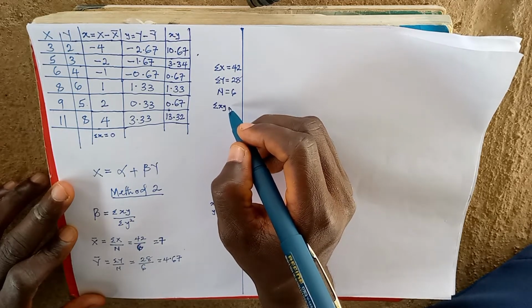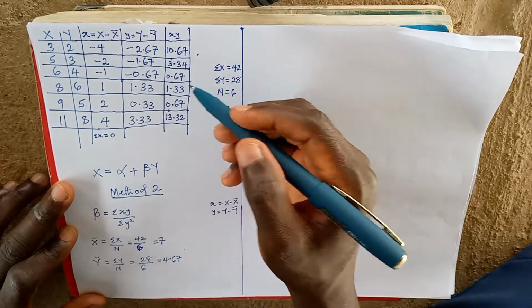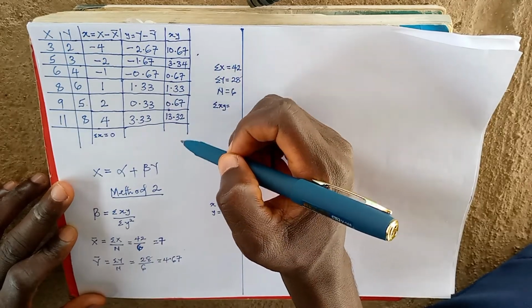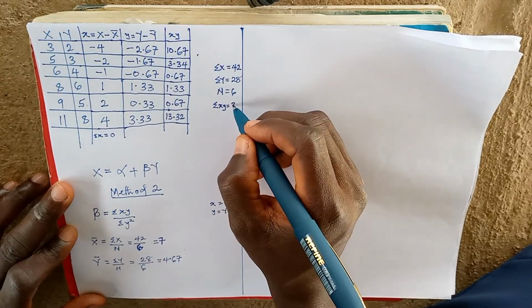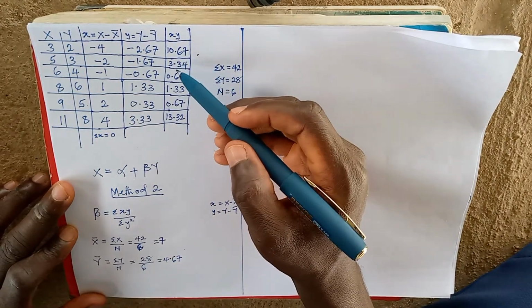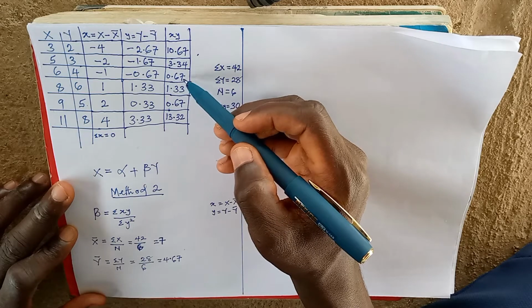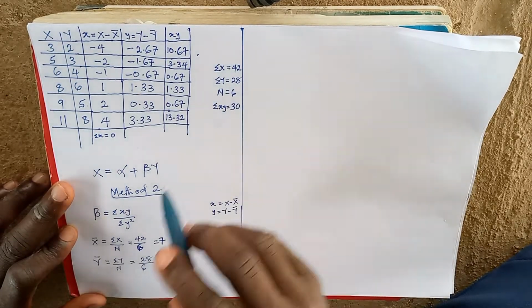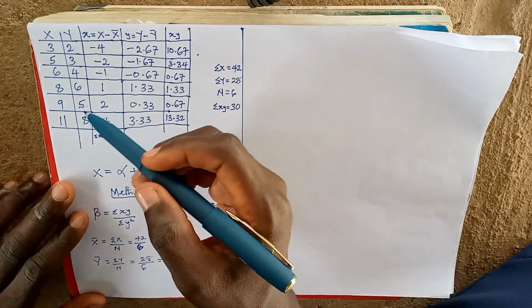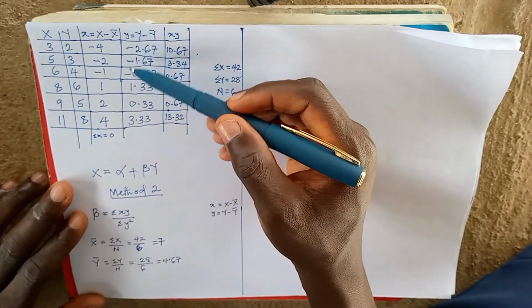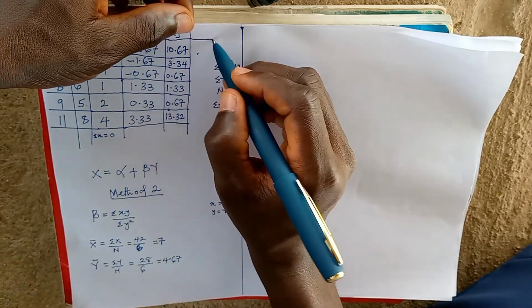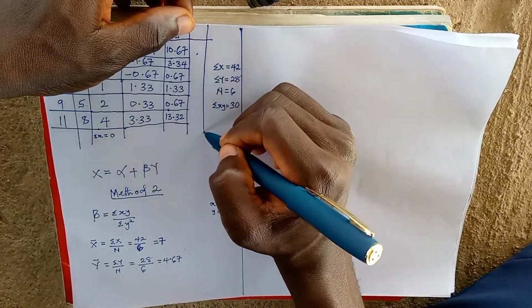Now we need summation xy, that is adding all this column together. If you add all this together, our summation xy gives us 30. So we have 30 here, and we have satisfied the summation xy. Now we need y square, which means we need to square this small y value and see what we're going to have. That is our last column here.